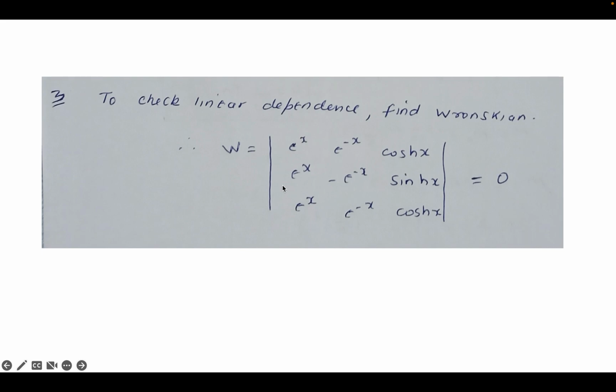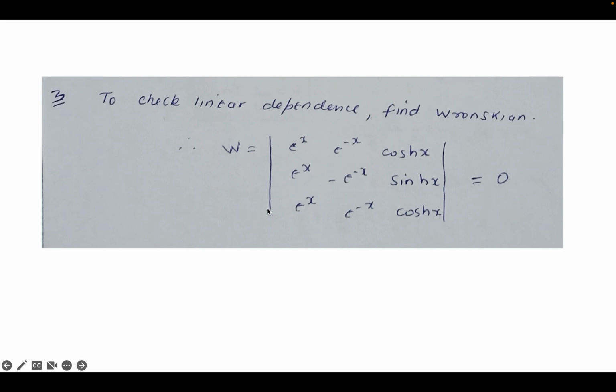Now in the second row, you need to take the first derivative of the above functions. If I take the derivative of the first function, e power x, the derivative of exponential is itself, so I have e power x only. But if I take the derivative of e power minus x, I get a minus sign outside, so minus e power minus x, right? And then the first derivative of cos hyperbolic x gives sine hyperbolic x, right?